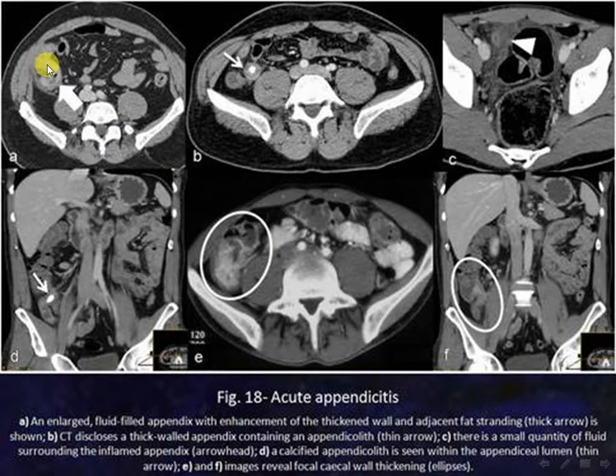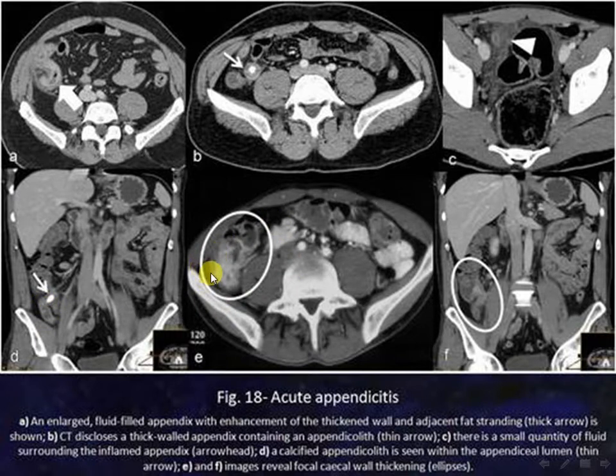For example, here you can see this appendix is thick, fluid-filled, associated with stranding of the surrounding fat planes. You can see here there is a calcified appendicolith within the thick, inflamed appendix. Okay, again you can see here stranding of the surrounding fat planes and thick wall appendix. Again you can see the appendicolith within the appendix, resulting in thickening of the wall and enhancement.